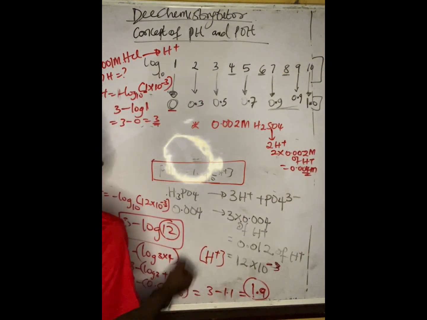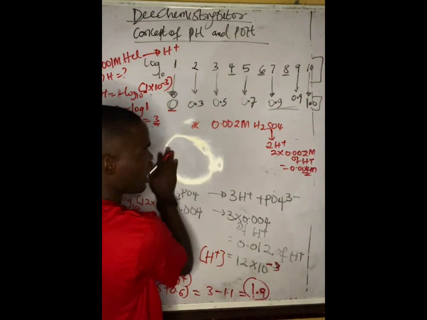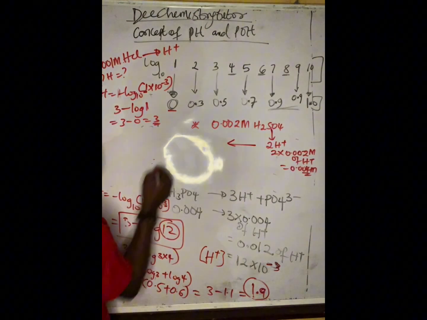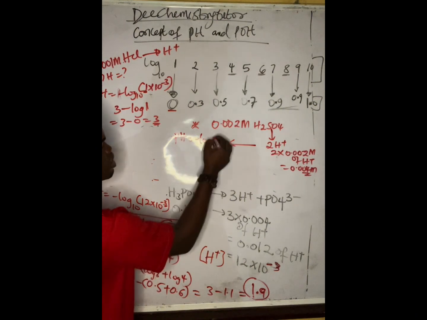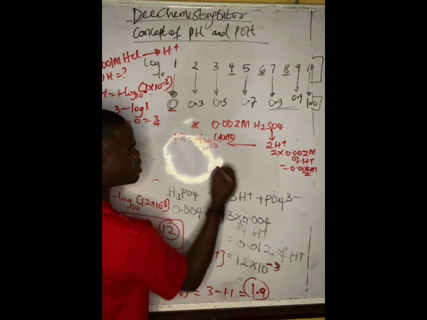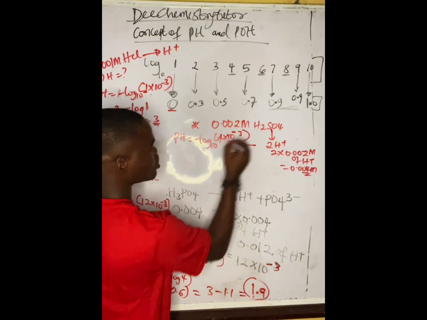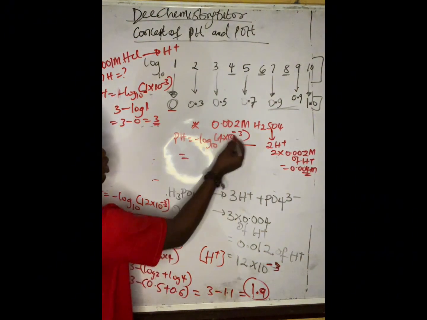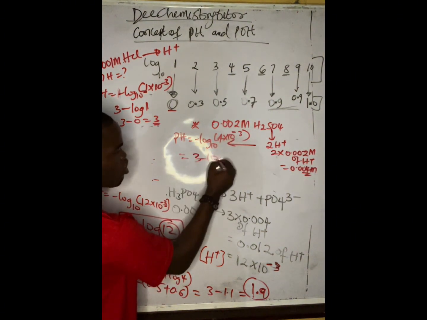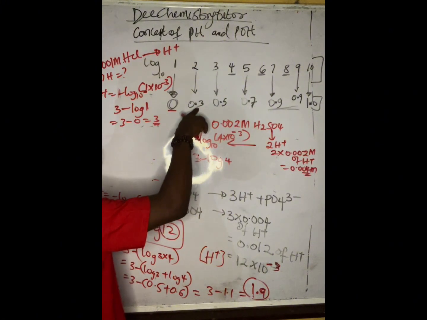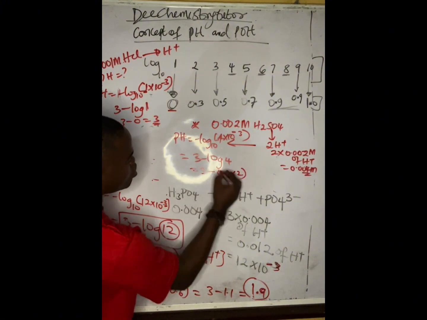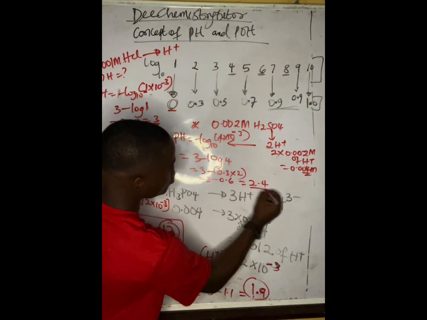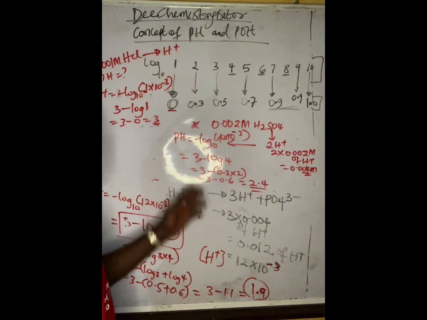So based on our formula, this becomes pH equals minus log to base 10 of 4 times 10 raised to minus 3. So what do you do? The pH is just 3 minus log 4. Log 4 is 2 times 0.3. That's why 3 minus 0.3 times 2, so this is 3 minus 0.6. This is 2.4.